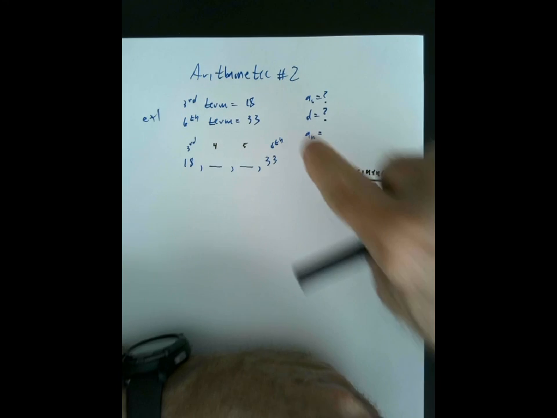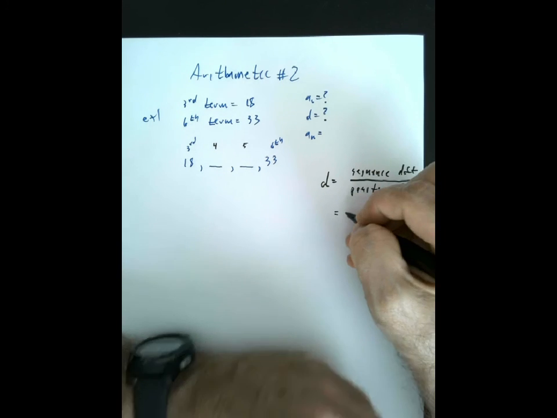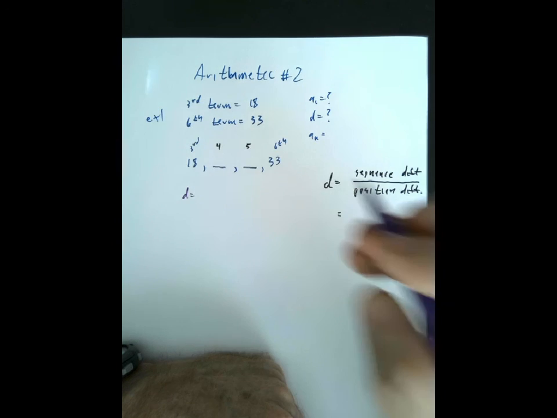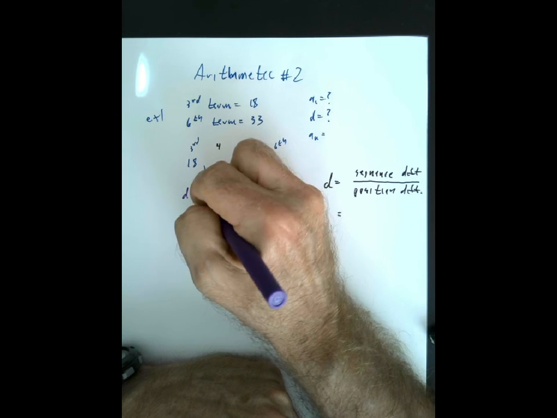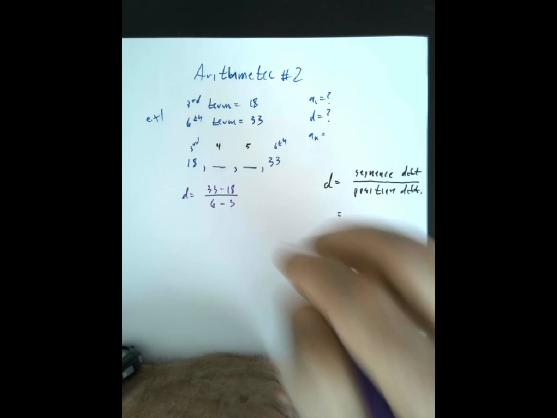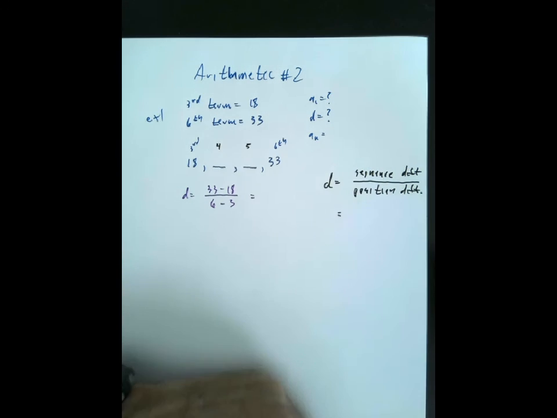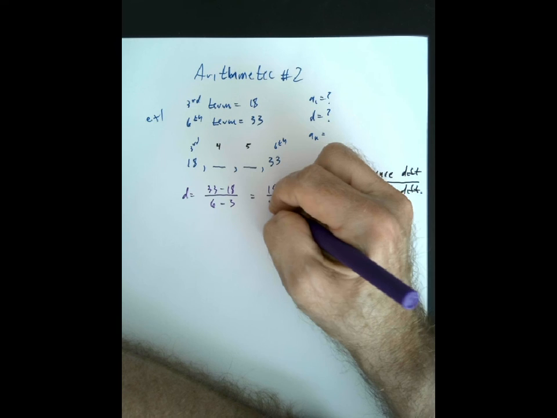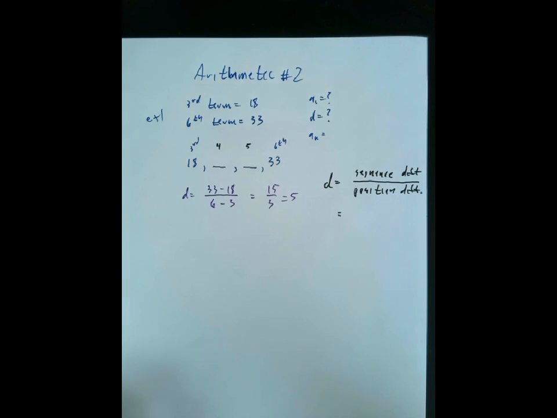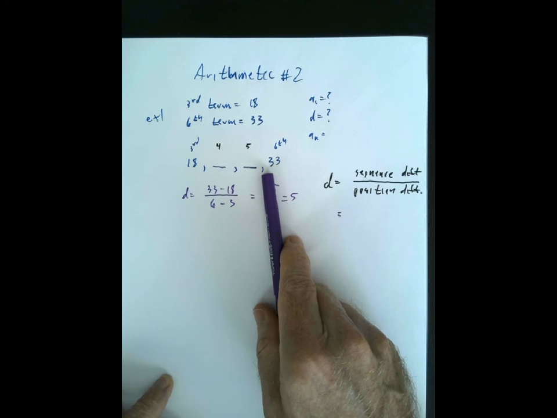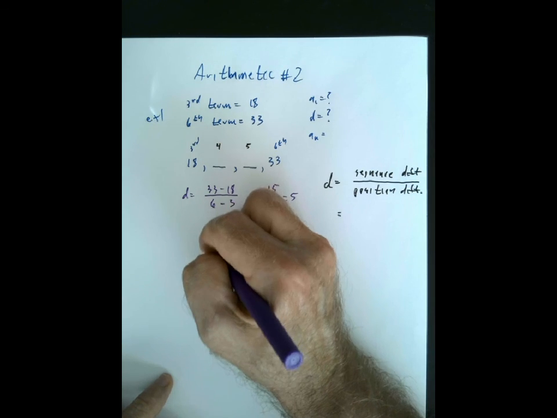Okay, so here we're going from 18 up to 33. D is equal to 33 minus 18, and then divided by the position difference. We're going from the third term up to the sixth term, so it's 6 minus 3, right? 33 minus 18, that's 15, of course, and this is 3. So that tells us that the common difference is 5. To get from here to here, we have to be adding 5 three times, right? So D is going to be equal to 5.